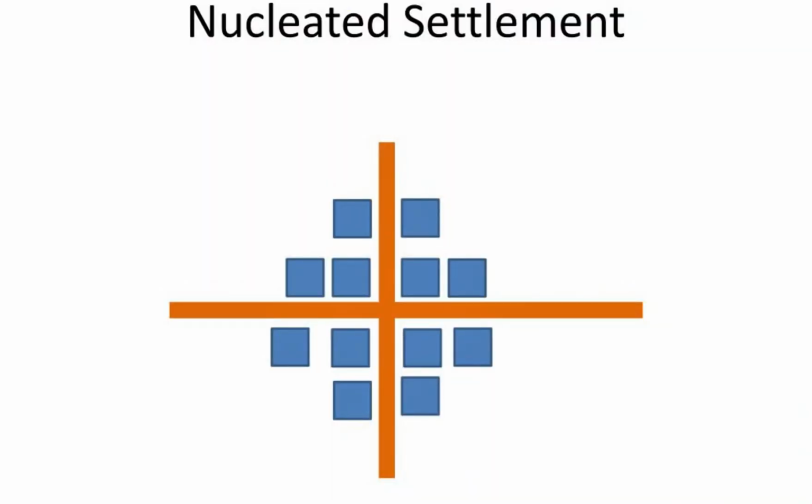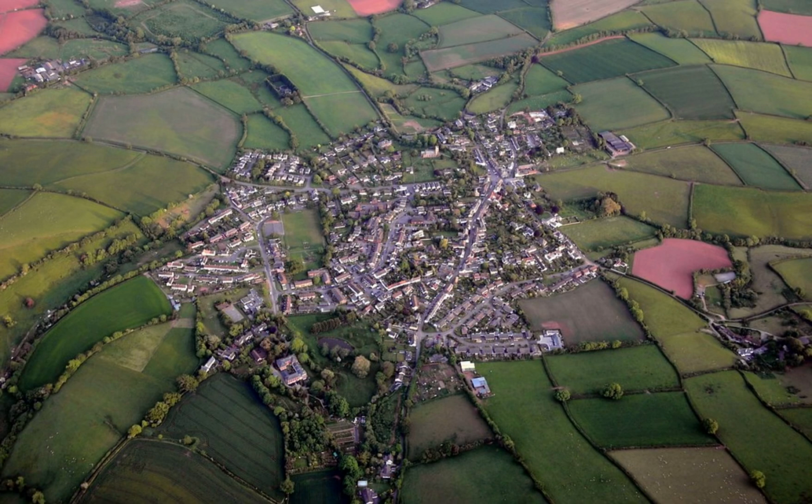The other form of human settlement is clustered or nucleated. This form of settlement is often common in rural areas where agricultural land surrounds the residential areas. Some characteristics are they're found in flat relief, and this is often so because it's easier to build.